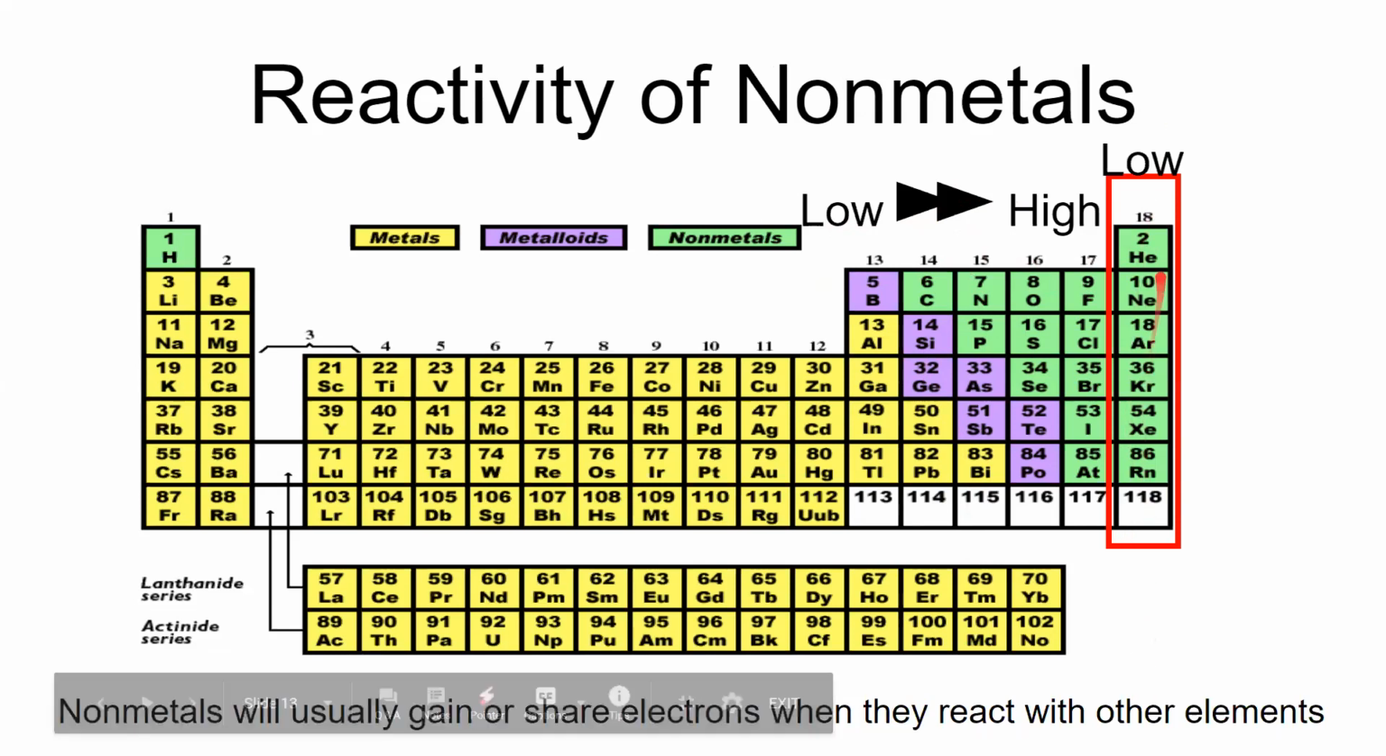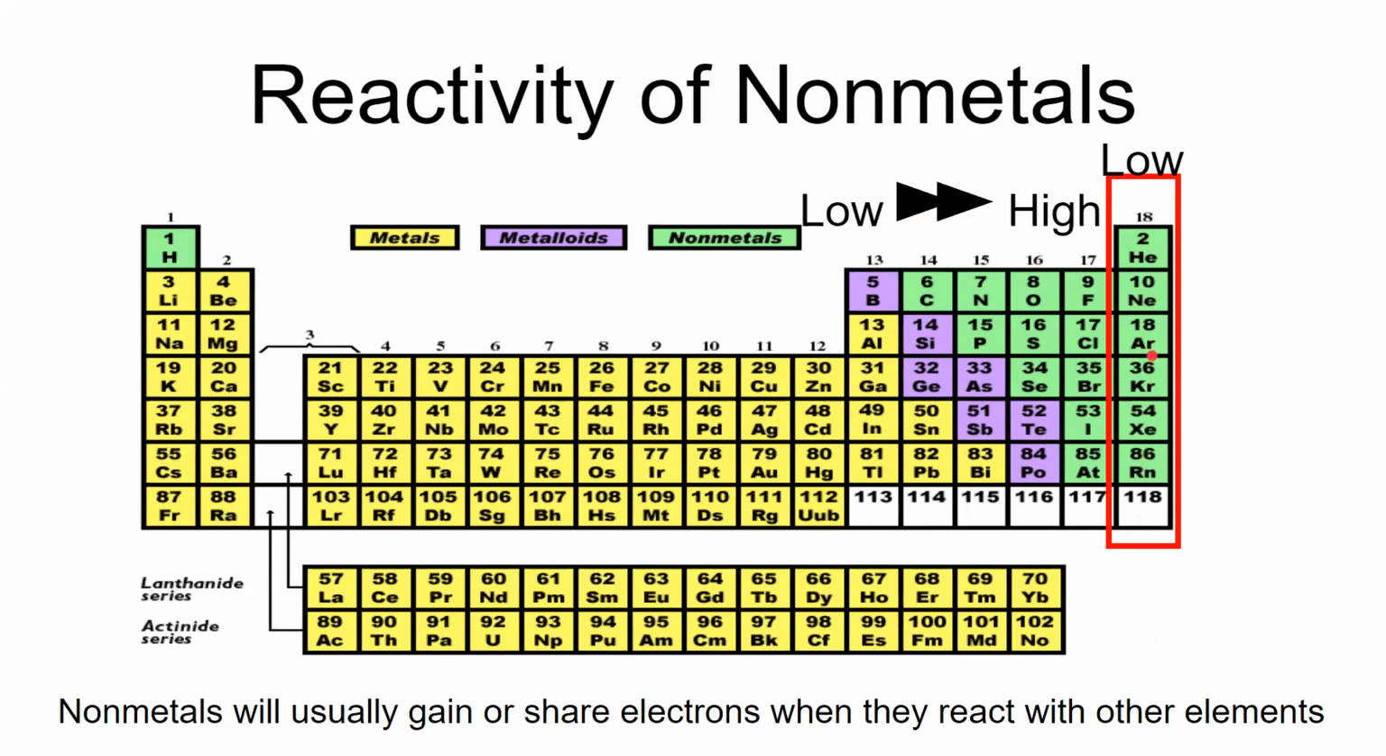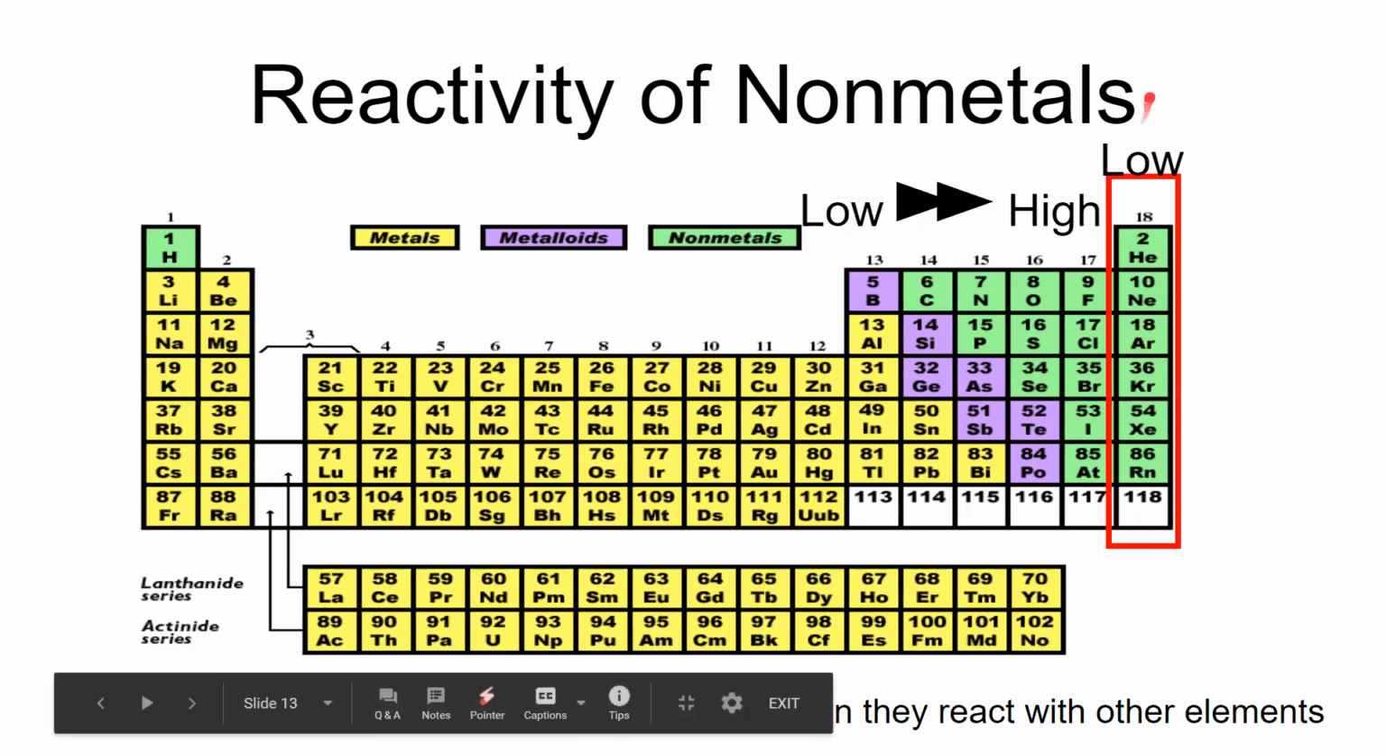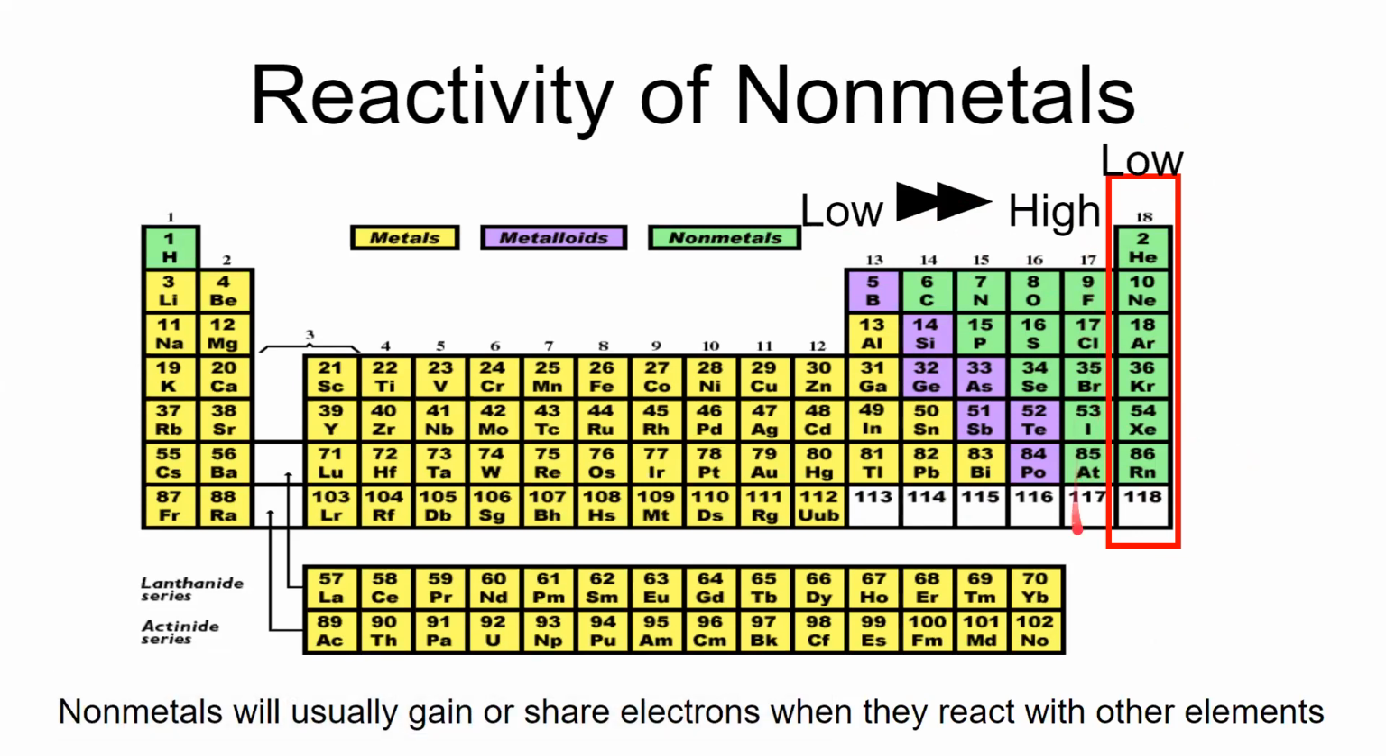So I mentioned earlier that these guys have totally full first or second or third shells, and so they have extremely low reactivity. Like these guys right here in column 17, fluorine and chlorine and iodine, these guys are extremely reactive nonmetals. But once an element gets that one more electron, it has a full shell, and so it becomes an extremely unreactive nonmetal.